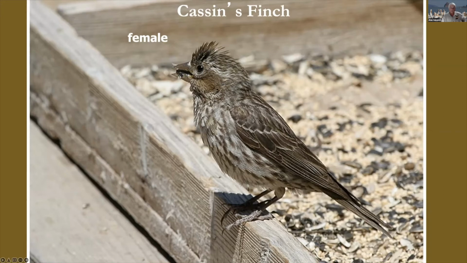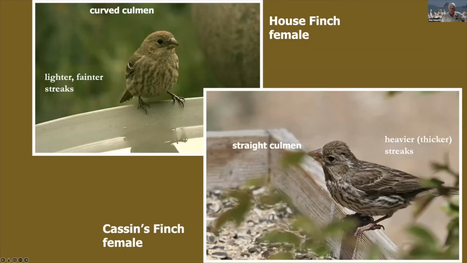The main difference between, I think, the Cassin's finch female and the house finch female is probably what we call heavier streakings, denser streaks on the female Cassin's finch versus that light streaking, lighter, fainter, maybe diffuse. Some people call it diffuse streaking, finer streaking. But again, if you're not sure, check the culmen, the upper mandible, curved in the house finch, straight in the Cassin's finch, both male and female.